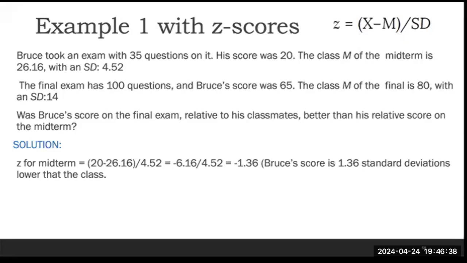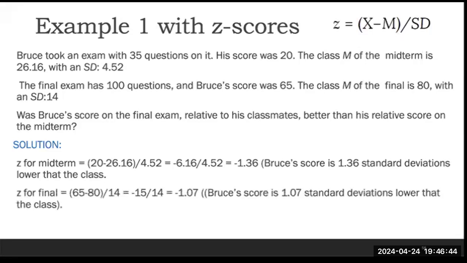So he didn't do so well, right? But now let's see, how did he do in terms of the final exam? Well, you calculate the Z-score for the final. His score was 65. The class mean was 80, and you divide it by the standard deviation of 14. So negative 15 divided by 14 equals negative 1.07. So Bruce's score was 1.07 standard deviations lower than the class for the final exam.